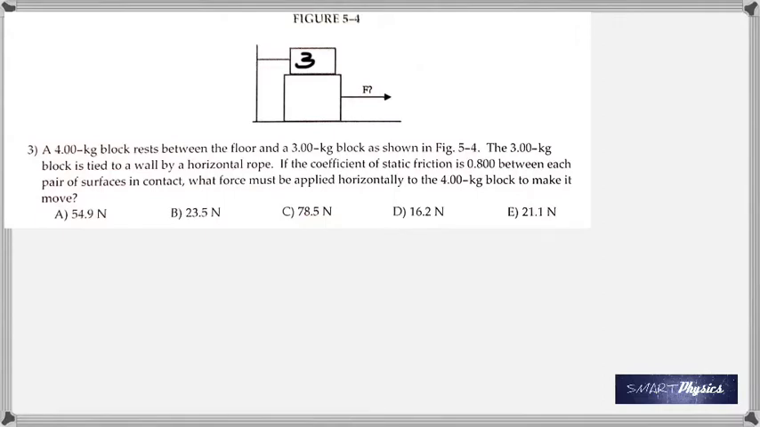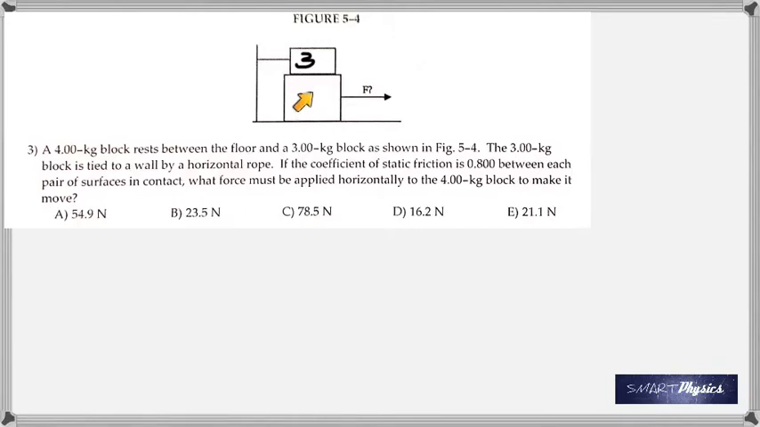In this question, a 4 kilogram block rests between the floor and a 3 kilogram block as shown. The 3 kilogram block is tied to a wall by a horizontal rope. If the coefficient of static friction is 0.8 between each pair of surfaces, that means between these two and between these two, between each it's 0.8. What force must be applied horizontally to the 4 kilogram block to make it move?